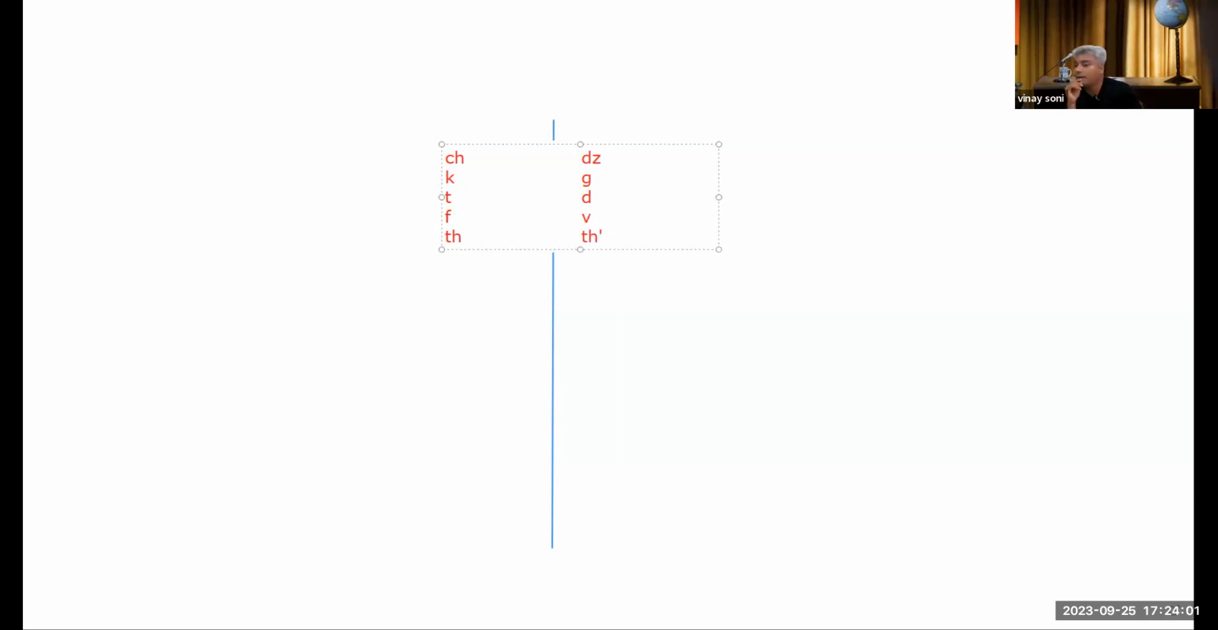Okay, vibration. I'm just trying to use some symbols, and these are not standard symbols for them. Okay, there are other symbols, by the way. So there are voiceless sounds and there are voiced sounds.